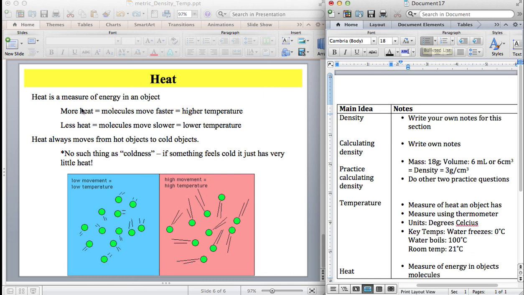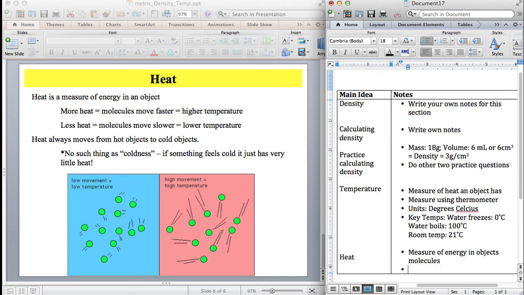More heat means the molecules move faster, which is a higher temperature. Less heat, the molecules move slower, which is a lower temperature. Heat always moves from hotter objects to cooler objects. So when you walk outside in the winter and you feel cold, your body, which is hotter, is giving heat to the air, which is colder.